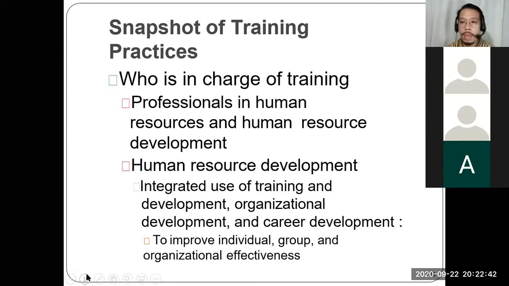So who is in charge, by the way, of training and development? In the Philippines, the ones in charge of training and development are the professionals working in the human resource specialty. They have, depending on the context of the company.